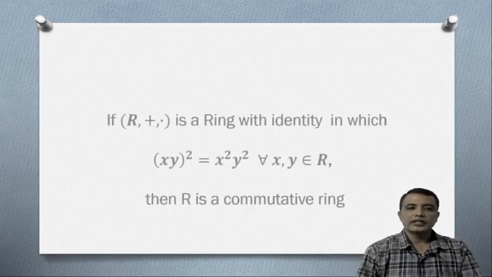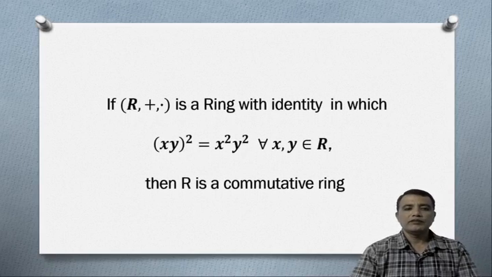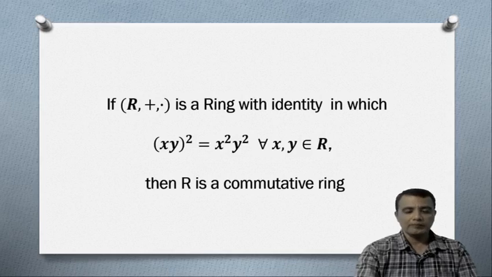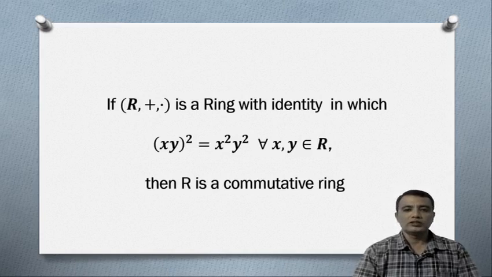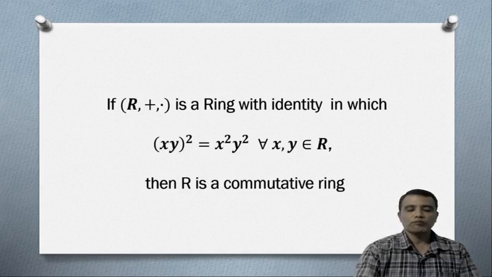Here comes the next one. If R under addition and multiplication is a ring with identity in which xy whole square is equal to x square y square for all x, y belongs to R, then R is a commutative ring. That is, x into y is equal to y into x for all x, y belongs to R holds. So that is what we have to prove.